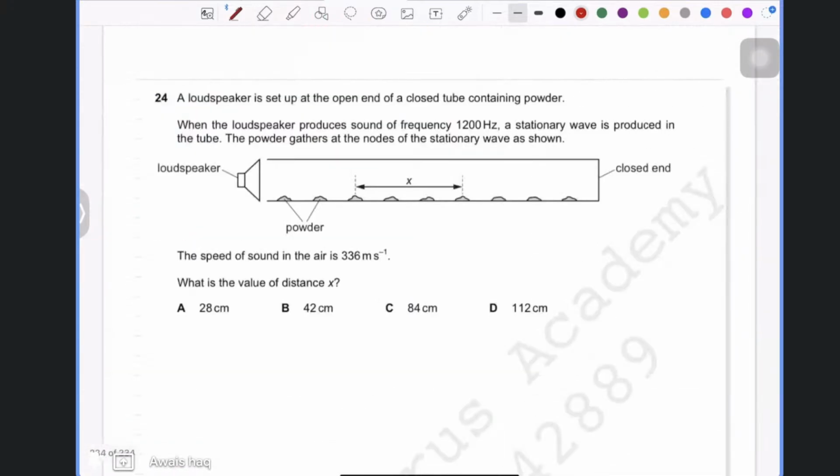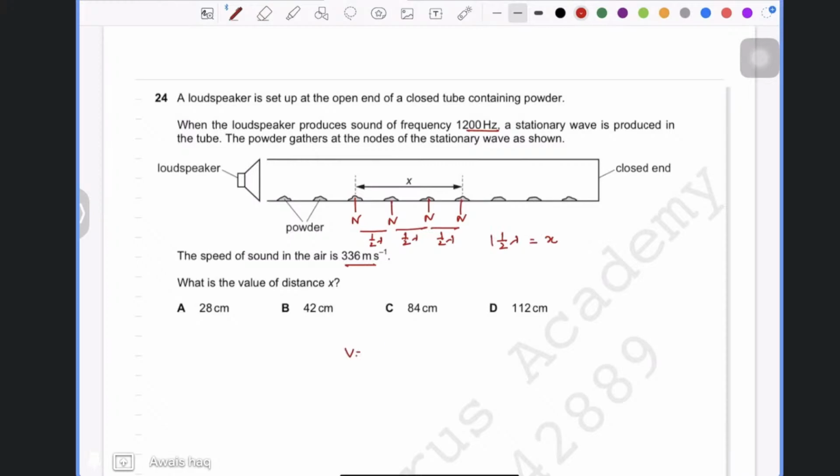Anyway, so for example, this question says heaps of dust have formed, and says the speed of sound in air is this much, the frequency is this much, and what is the value of distance x. So we already know that these are nodes, which means that from here to here we have half lambda, from here to here we have half lambda, and from here to here we also have half lambda. So this means that all this distance that you see is 1.5 lambda. 1.5 lambda is equal to x, right?